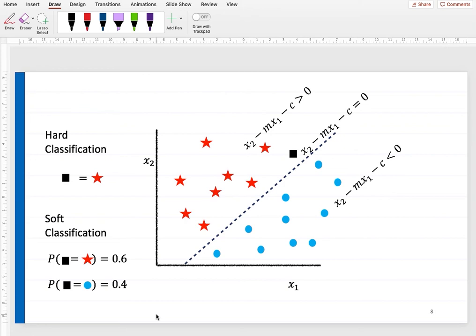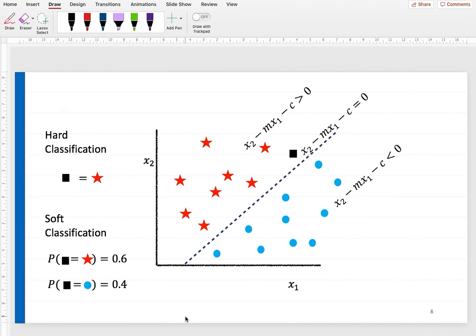Is this a good measure? This is more informative, right? Because then you can raise an alarm. The machine will say, I am not very sure. Better you look at this example more carefully, right? So this is the meaning of soft classification.